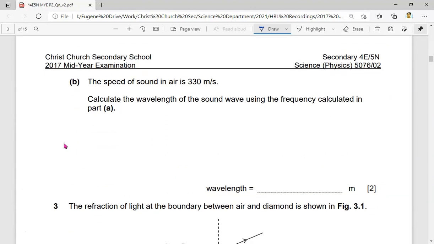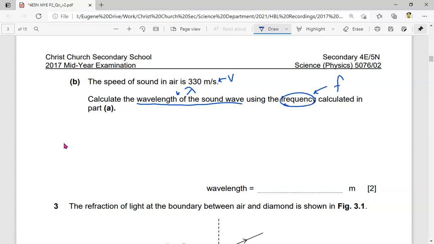Next, the speed of sound in air is 330 meters per second. Calculate the wavelength of the sound wave. So I want to find lambda using the frequency calculated. They already tell me I need to use the frequency in part A. So the formula we're going to use is v = f lambda. V is 330 as indicated above. Frequency we have already calculated is 480, and hence we are left with lambda.